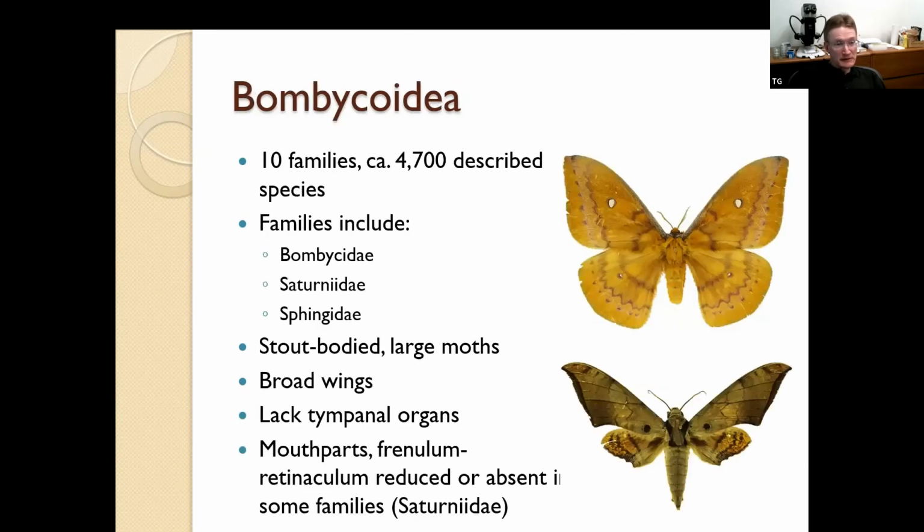The Bombycoids contain the largest, as in physically largest moths. There's about 5,000 described species, and this includes the Bombycids, the Saturnids, and the Sphingids. These are the giant silk moths and the Sphingid moths, or the hawk moths, or the hummingbird moths, or whatever you refer to them as.